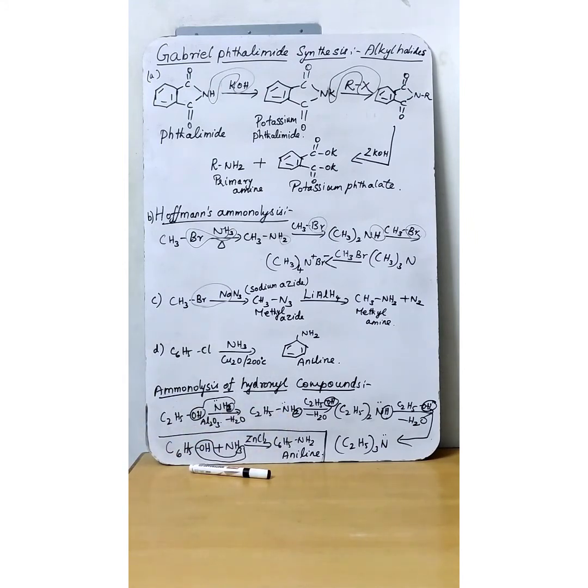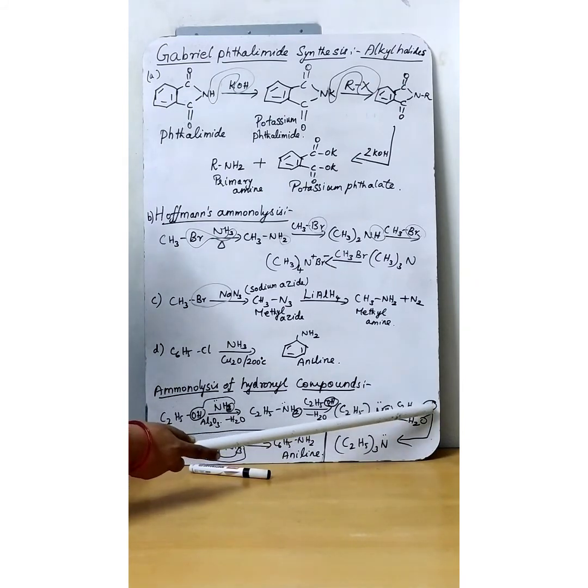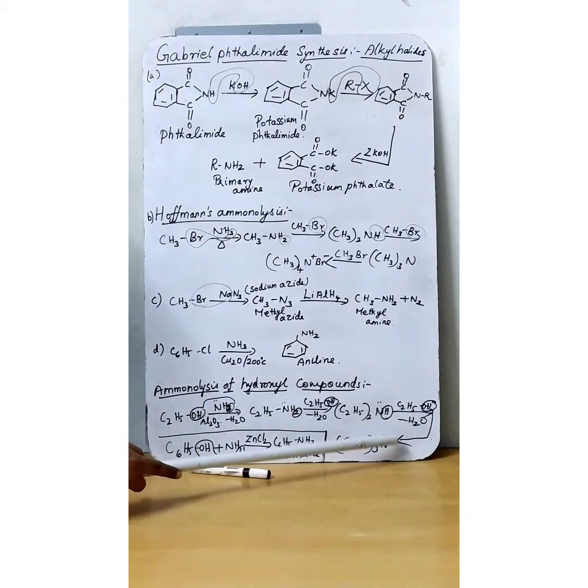nothing but a primary amine as the product. Again this primary amine combined with another molecule of alcohol. Again OH and H will be removed as a water molecule and you will get a secondary amine, (C2H5)2NH, as the product. Again this secondary amine combined with another molecule of ethyl alcohol, the same way this hydrogen and this OH will be removed as water and you will get a tertiary amine as the product. So hydroxyl compounds will undergo ammonolysis also, giving primary, secondary and tertiary amines.